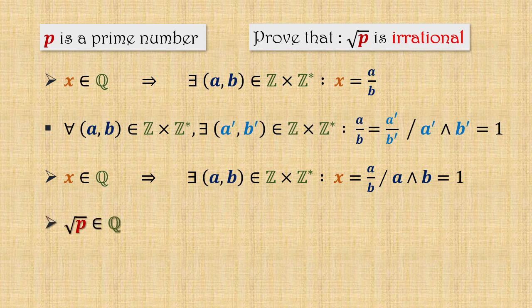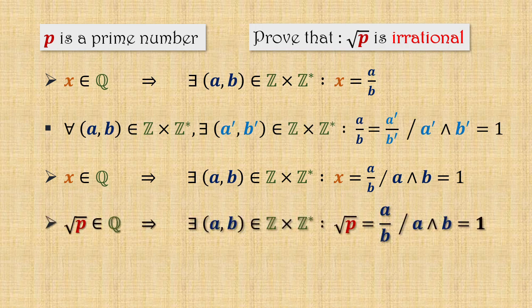So, if the square root of p was a rational number, there would be two coprime integers, a and b, with b different from 0, such that the square root of p would be equal to a over b. But that's exactly the question we ask. Are there coprime integers a and b for which the square root of p would be equal to a over b?